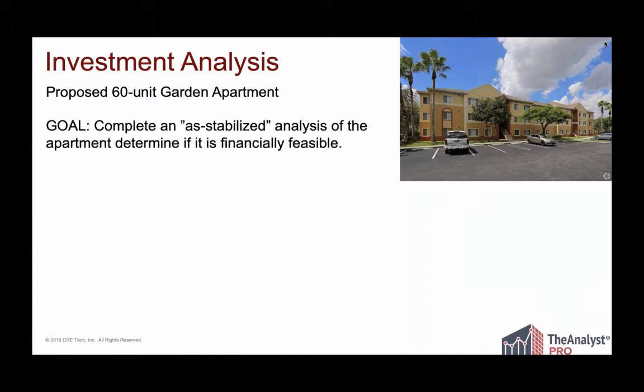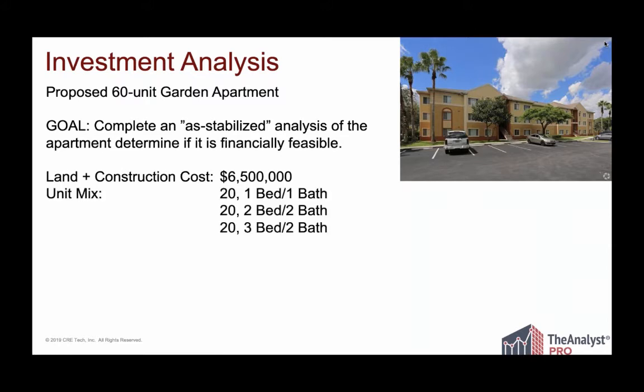So as we come in here, our goal is to complete an as-stabilized analysis of an apartment to determine if it is financially feasible. We're going to say that the land cost plus all of our construction costs is going to be $6.5 million. So if we're looking at this as, let's say, the purchase price of this property, land plus construction cost, we're going to invest $6.5 million in this.